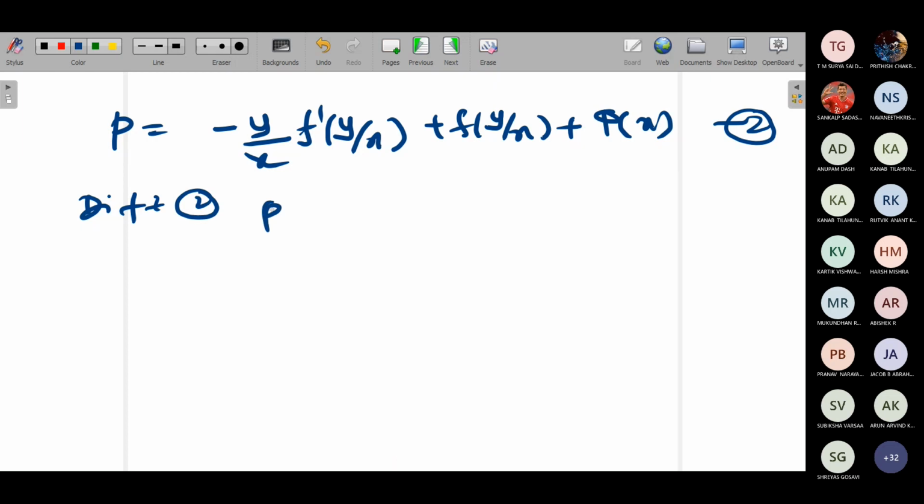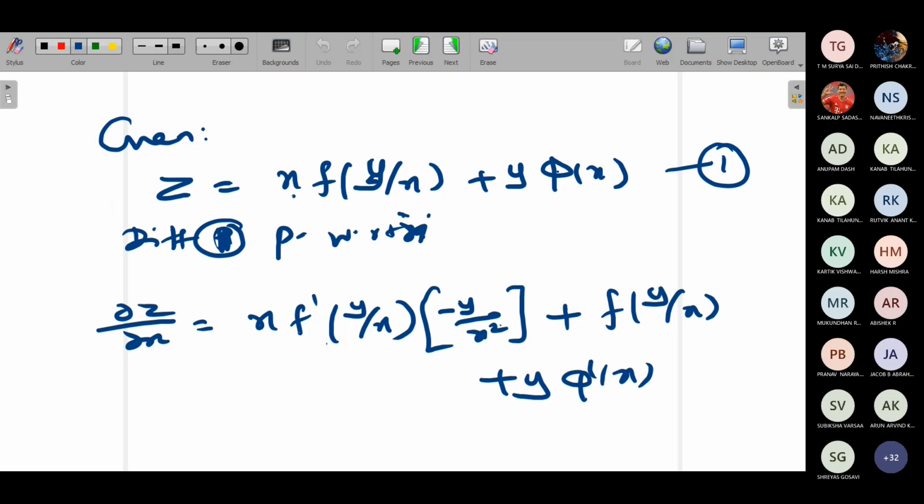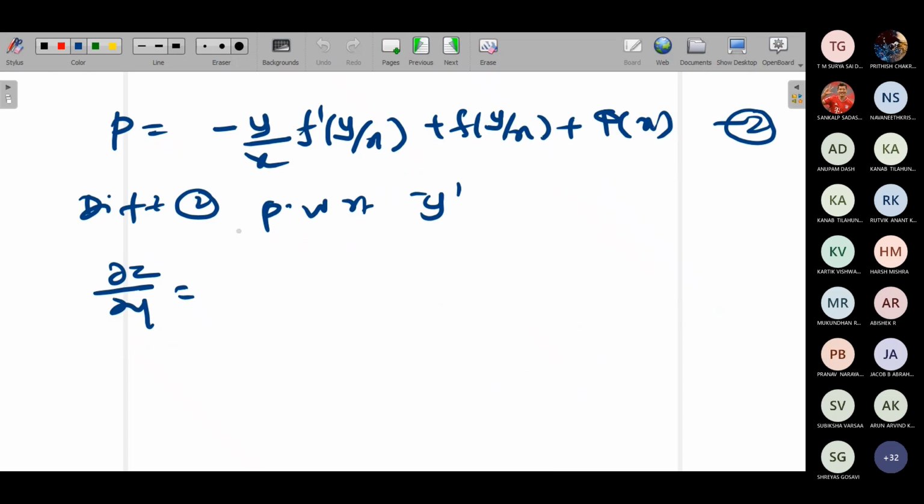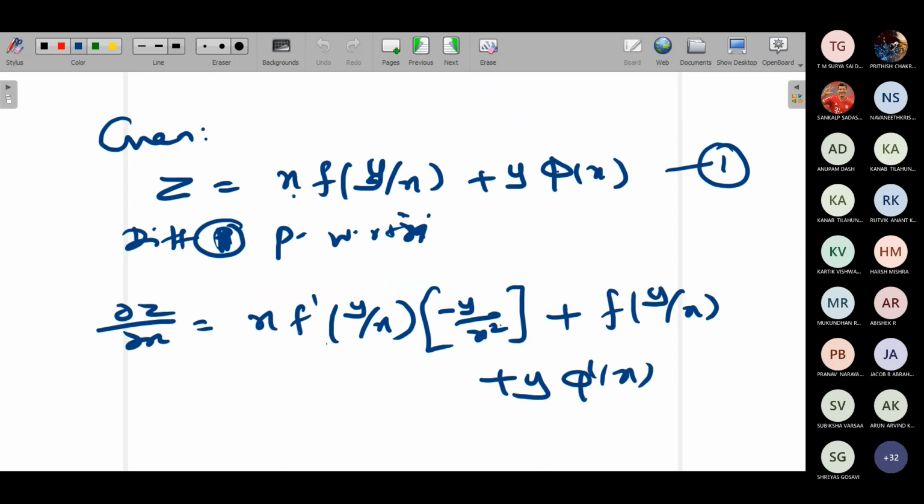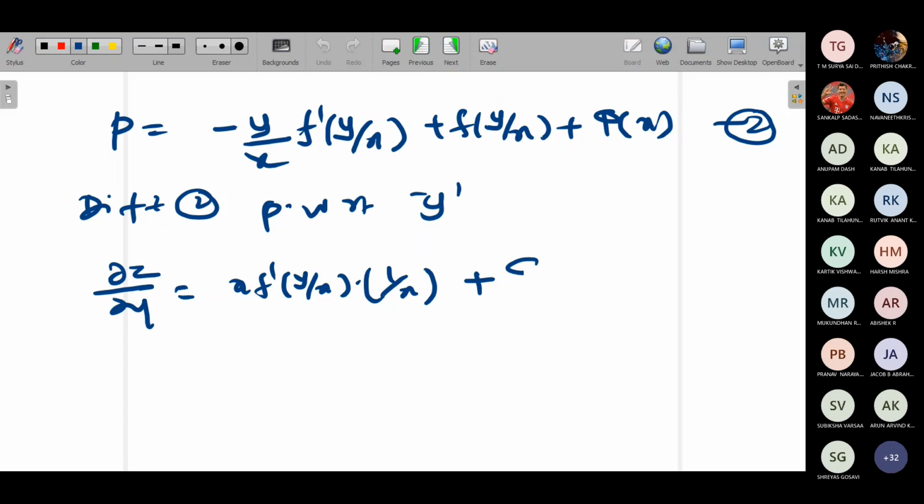Differentiate 2 partially with respect to y. When you differentiate with respect to y, you will get dou z by dou y. So what will be the next term? X into f dash of y by x into 1 by x. Plus, what is the other term? The other term will be y into phi dash of x. So we'll get phi of x alone.